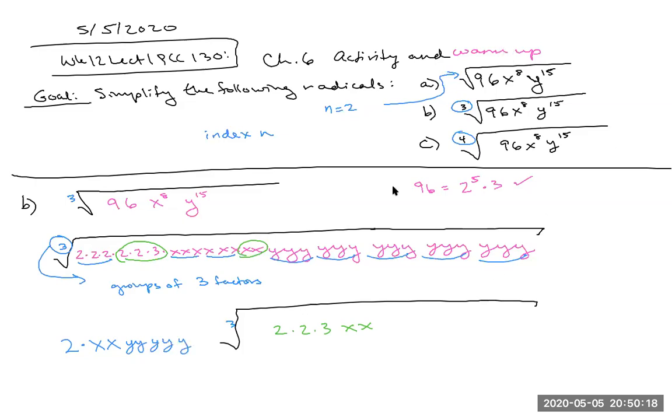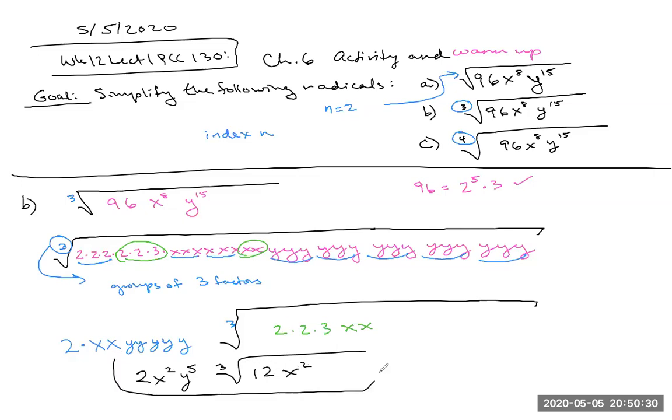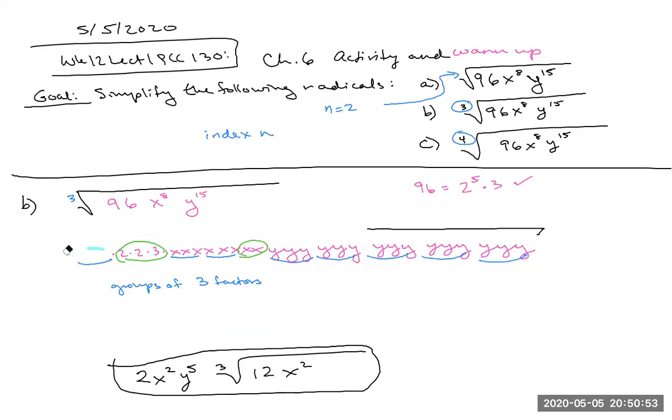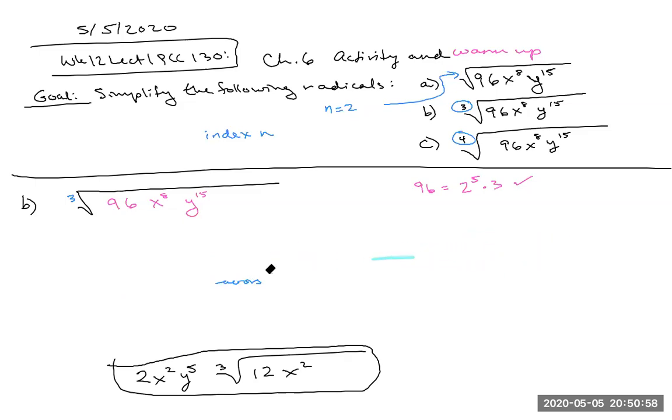Okay, so what we get from this one is 2x squared y to the 5th, cube root of 12x squared. So hopefully you're already seeing a difference here between problem A and B. The index is really important. Let me save, and then I'm going to clear this out and show you a better way for the exponent method. It's still going to involve using radicals.